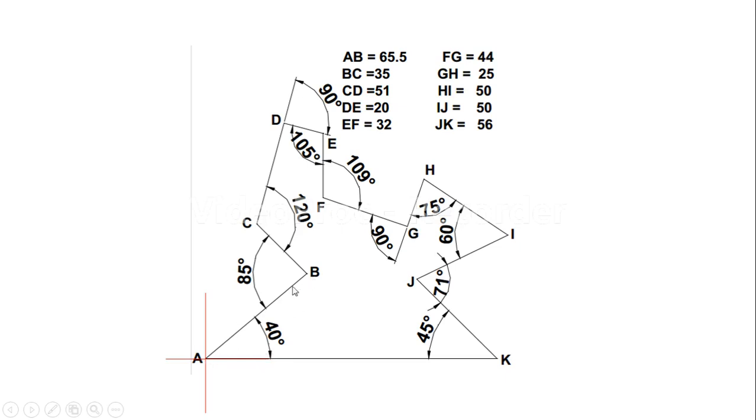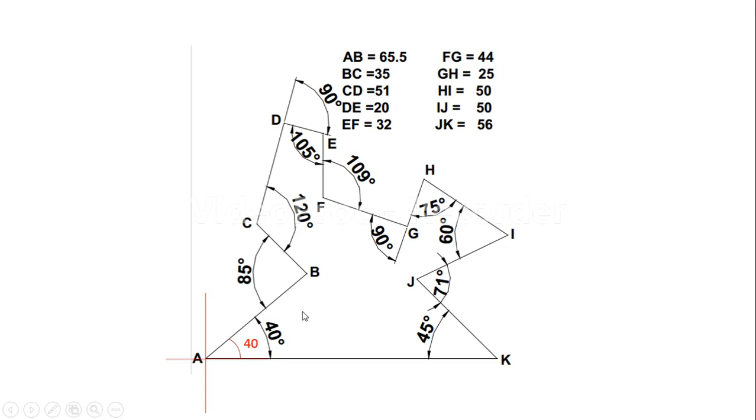What is the angle AB? The angle made by the line AB is how much? So you have to calculate from here. It is already given as 40. So this angle will be how much? 40. So now the angle at A is already calculated.